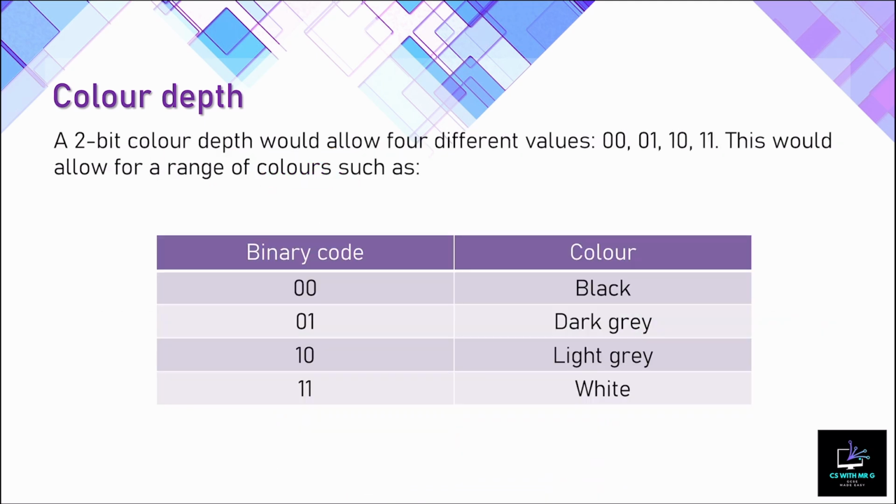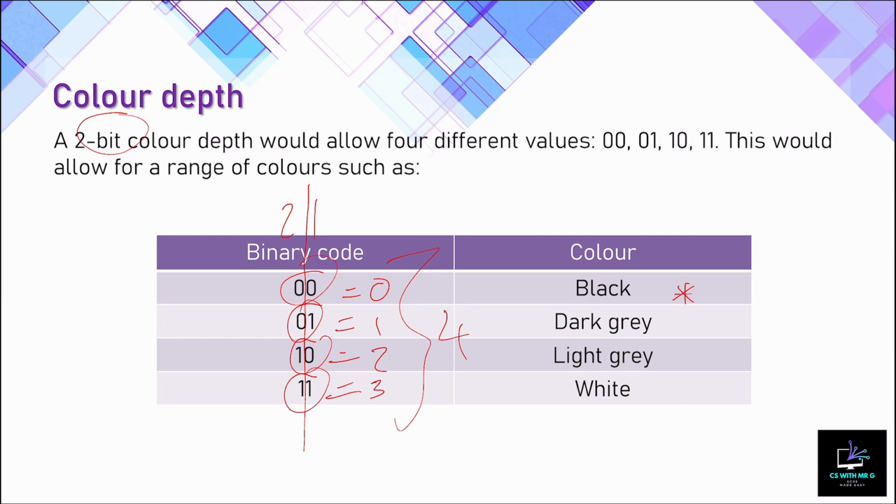Now, if we double that amount and have a 2-bit color depth, that would allow for 4 different values. 2 bits in binary allows for these 4 values here. We've got 0, 0, which equals 0, 0, 1 equals 1, 1, 0 equals 2, and 1, 1 equals 3. So the same thing applies to our very first lesson in binary. We've got 4 different values. Now, these 4 values we can have as different colors. We have black and white from earlier, but we've also introduced dark grey and light grey.